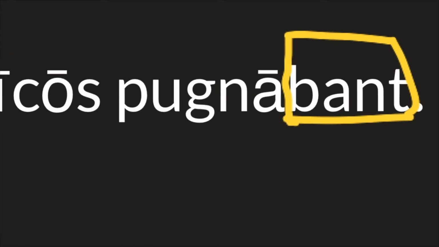Again, same ending, so the parsing should be easy for us. We're going to have third person plural, imperfect tense. Now, I do want to give you a quick reminder in terms of pronunciation. When we have this GN together, it makes the NY sound, like in the word lasagna. So it's punyabant, punyabant. All right?